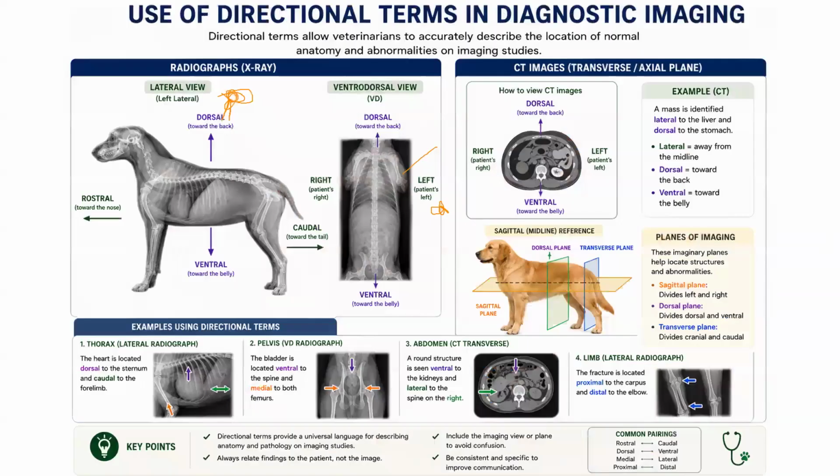Then two, directional terms is important in diagnostic imaging because it allows veterinarians to accurately describe the location of normal anatomy and abnormalities on imaging studies. Now imagine a scenario whereby this dog was trying to cross the road and then a motorcycle smashed the dog. And then when the dog got up and was trying to walk, he could no longer place the left palmar surface of the forelimb on the floor, and you don't know what happened.